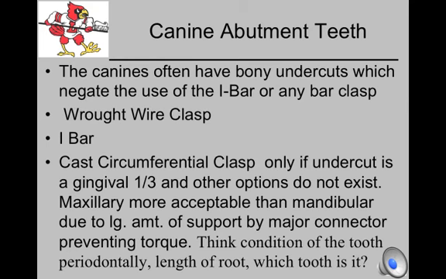The maxillary is much more acceptable for the cast circumferential due to the large amount of support by the major connector from the palate, and thus that palate prevents torquing of that tooth. You also have to think about the condition of the tooth periodontally. You want to look at the length of the root. You want to look at the length of the tooth as a whole because there are some short, stunted teeth. And you need to look at the actual restorative condition of that tooth.